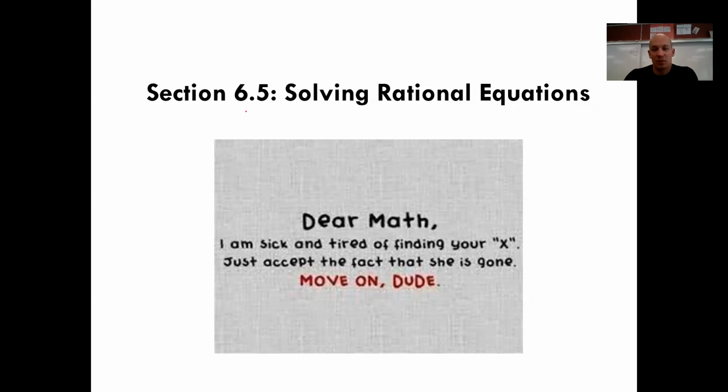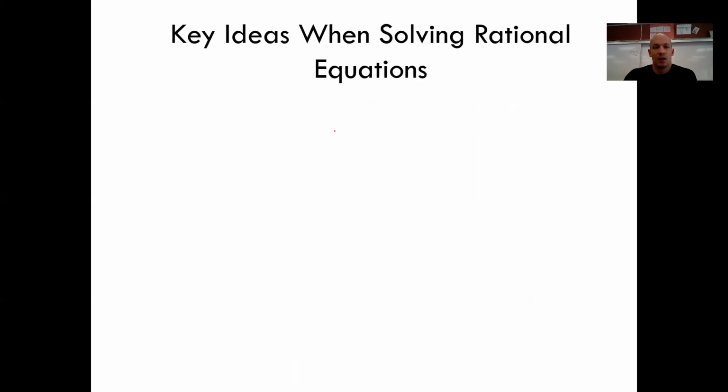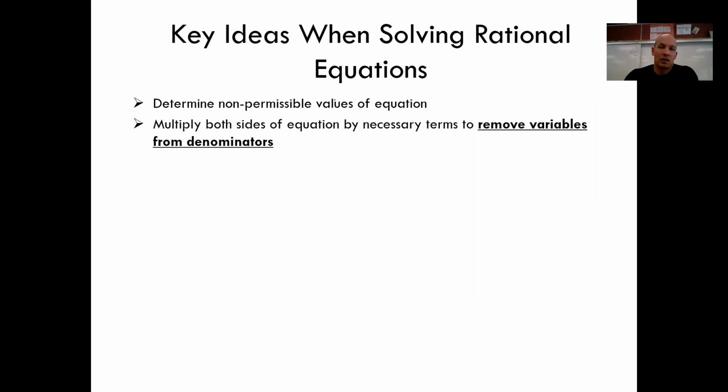So, section 6.5 here, we're going to take all that stuff we've been doing and we're going to solve. So, some key ideas when you're solving rational equations. First of all, we're always going to determine the NPVs first. This one is a simple phrase, but this is the meat of the entire lesson here. Multiply both sides of the equation by necessary terms. What I mean by necessary, I don't mean to cross out, I mean to underline it. What I mean by necessary terms is whatever it takes to remove the variables from the denominators.